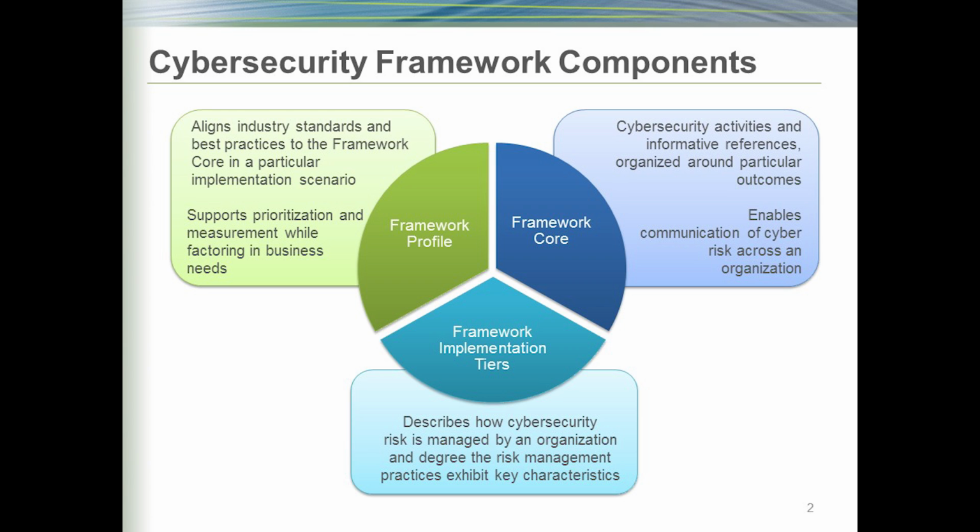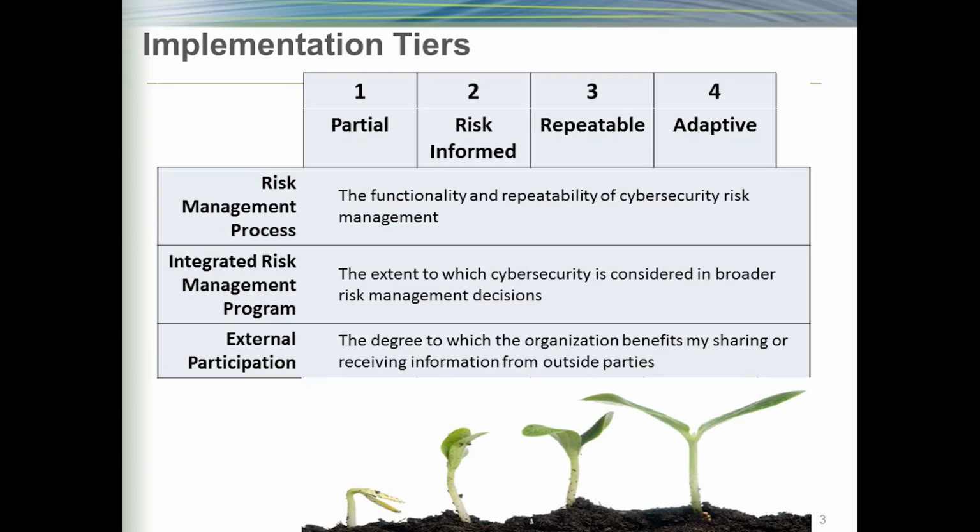I won't spend too much time on implementation tiers today because actually Mr. Tim Casey from Intel is going to hit the stage here in a little bit, and he's going to explain some really neat customizations that Intel did with implementation tiers. But just for review, it's a 1 to 4 scale, partial to adaptive, and in the NIST framework version 1.0 document, there are 3 properties that span that 1 to 4 scale.